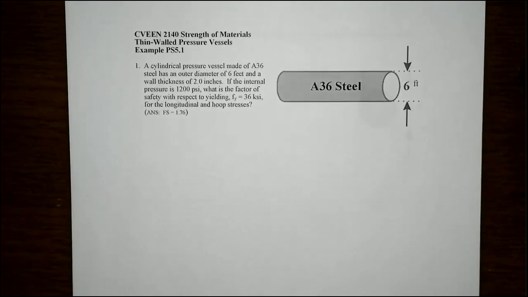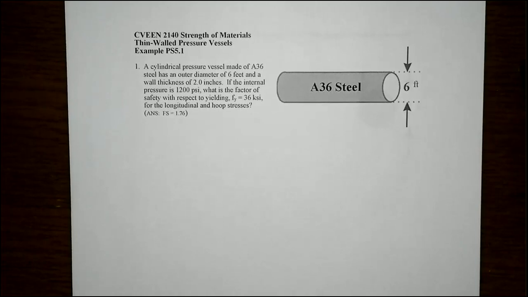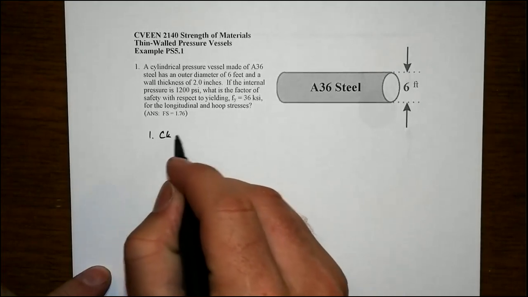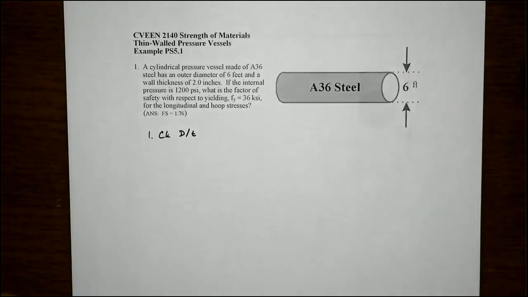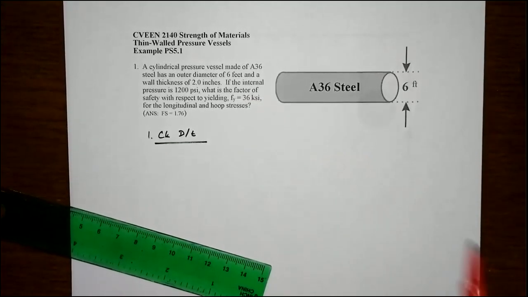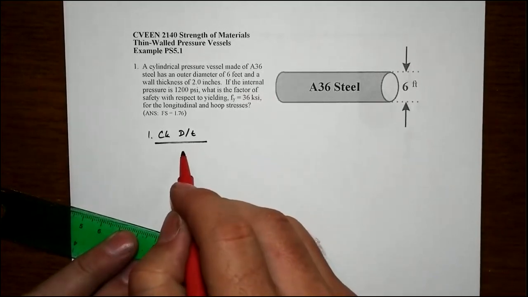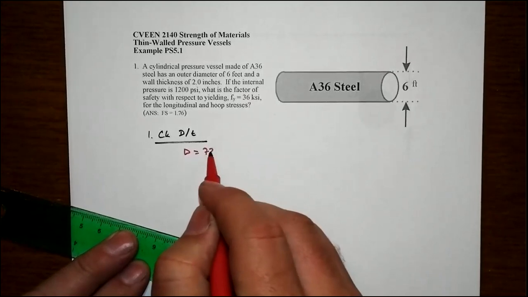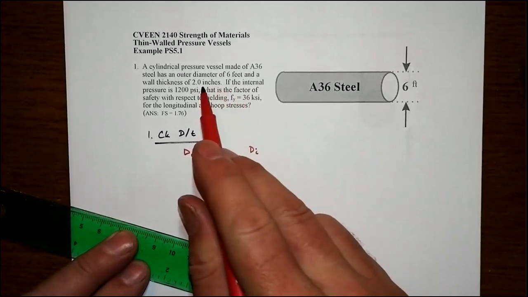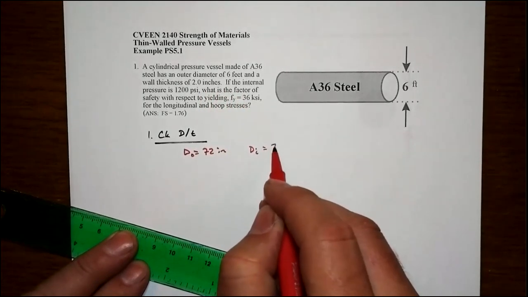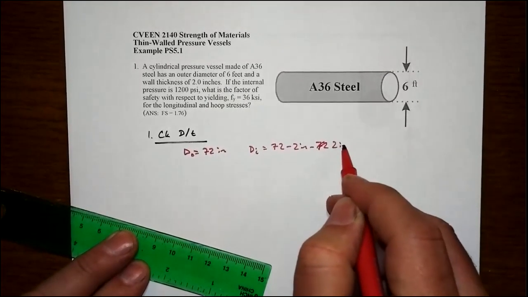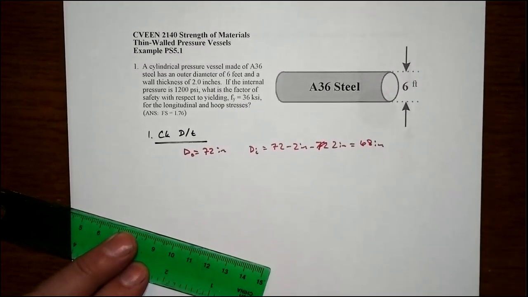And the first thing we want to do is just double check to see if the thin wall pressure vessel theory even applies. So let's check our diameter to thickness ratio. And we've got an outer diameter of 72 inches, right? That's crucial. That's the outer diameter. The inner diameter, well, we've got a wall thickness of 2 inches. So we have to subtract off 2 of those wall thicknesses to get all the way across. So that would be 68 inches for the inner diameter.